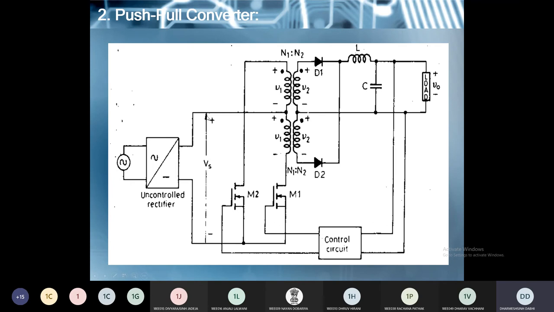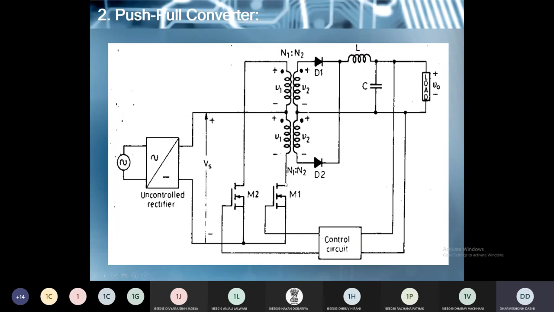Let's understand how it is 2 times. As you know, when M1 is on, the polarity of the voltage across both the primaries is plus minus, plus minus. M2 is in off condition, which means it is open circuited. Now this plus terminal means it is plus Vs. At this side is the drain terminal of the MOSFET, so plus Vs comes at this side. M1 is in on condition, and this terminal is minus, so it is minus Vs.